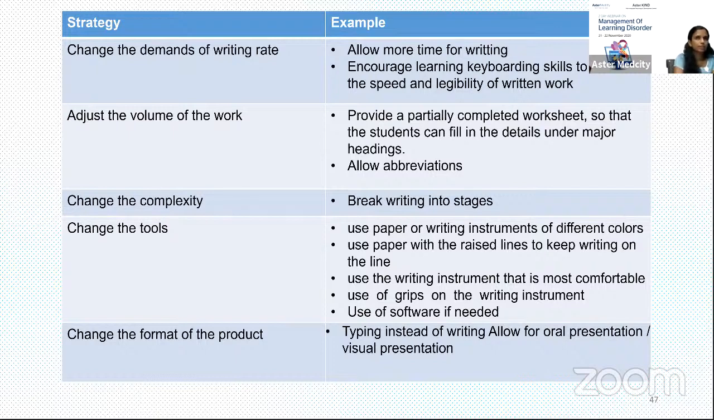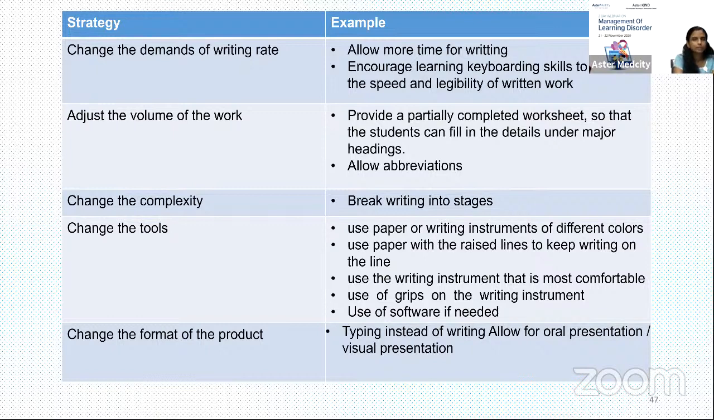If we are changing the demands of writing rate, for example, we can allow more time for writing and encourage learning keyboarding skills that may help to increase the speed as well as the legibility of the written work. We can adjust the volume of the work by providing a partially completed worksheet so that the students can fill in the details under major headings and allow them to use abbreviations.